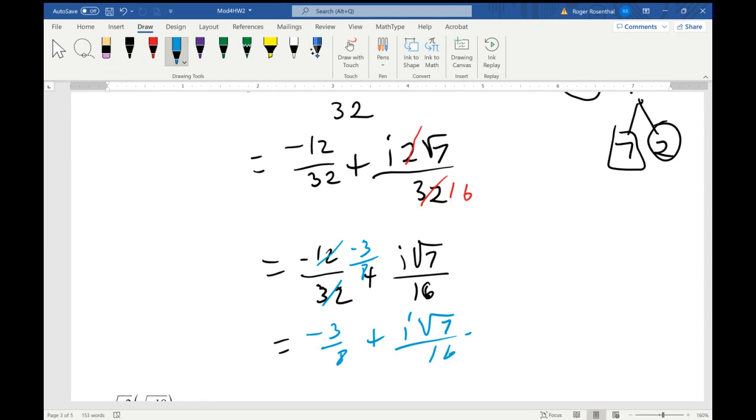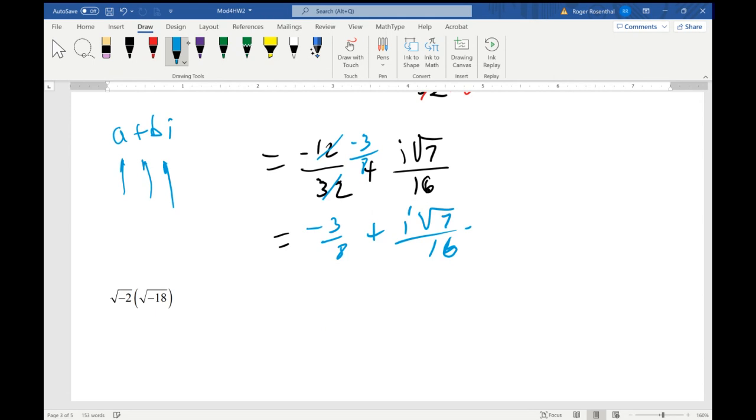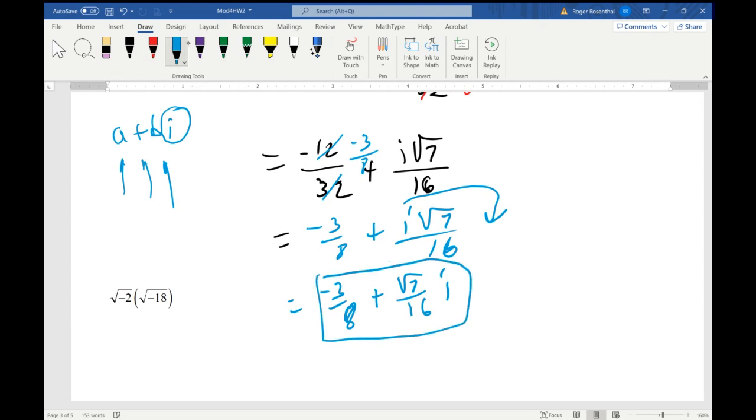But that's not done. We still need to go further. The reason we need to go further is we need to be in standard form, a plus bi. A plus bi means you need to have a number, a plus sign, a number, and next to that number an i. So we need to take the i in the second part and put it next to it. So the answer is -3/8 plus the square root of 7/16 times i. That is the only acceptable answer as being 100% correct.